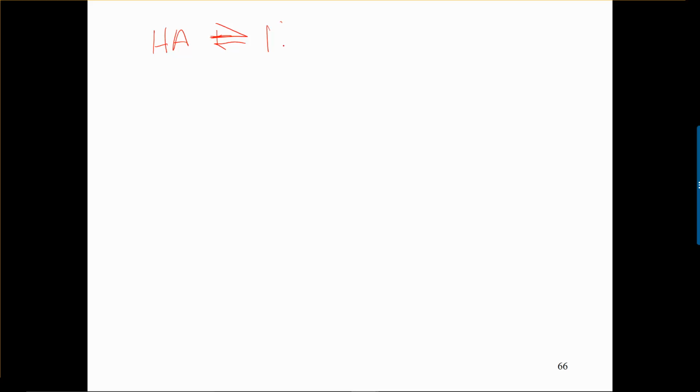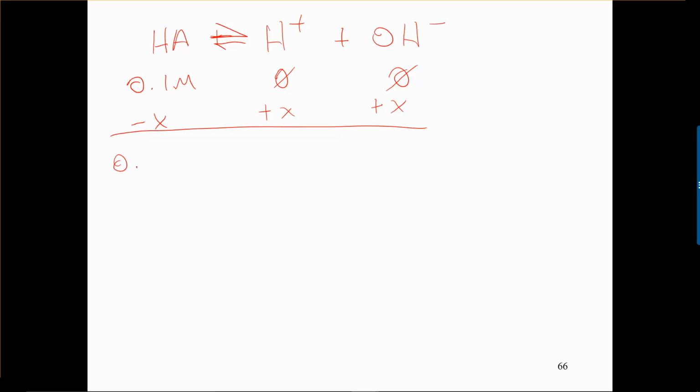HA plus H2O goes to H plus and OH minus, okay? So this is my reaction. This is 0.1 molar, this is 0, and this is 0, okay? So this is minus X, plus X, plus X. So I have 0.1 minus X. Wasn't it 0.01 molar? That's 0.1.